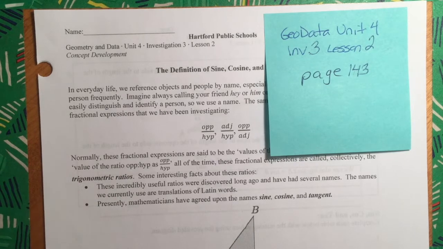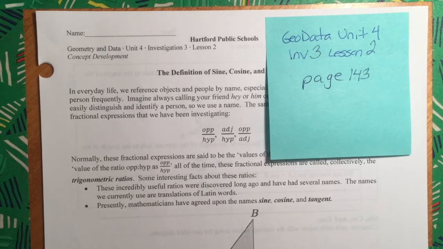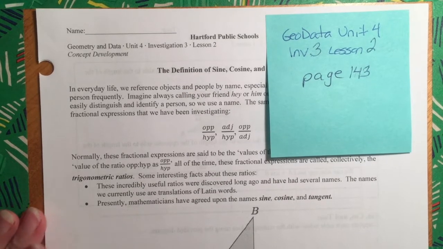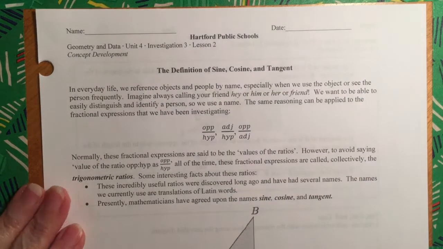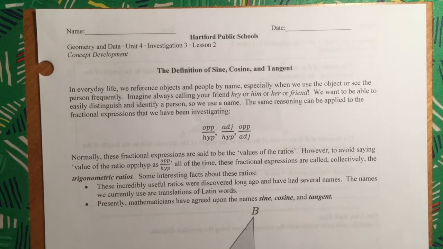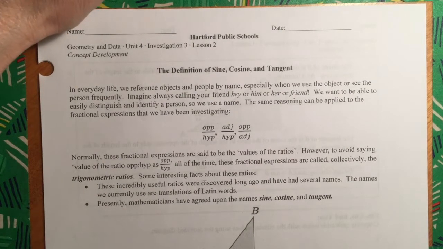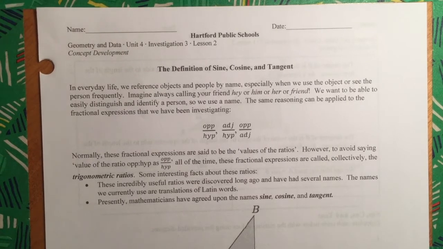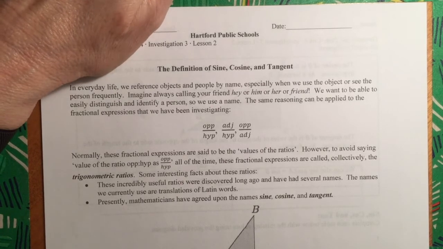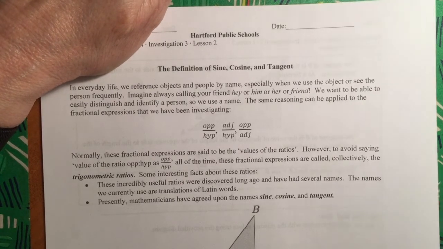Hi, GeoData people. We are going to continue with investigation 3 today, and we're moving on to lesson 2. This starts on page 143 in your workbook. If you remember the last lesson, we were comparing opposite and adjacent sides of a triangle to the hypotenuse. We were writing ratios or fractions comparing those sides to the hypotenuse of the triangle. So we're going to continue doing that today.